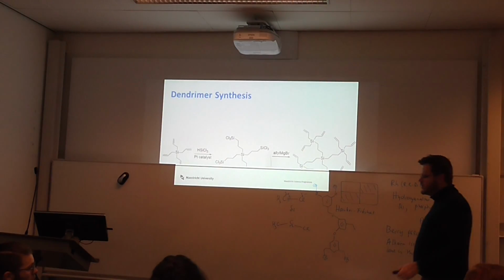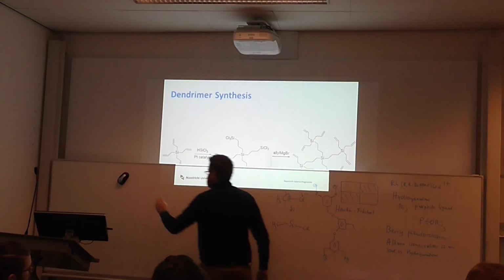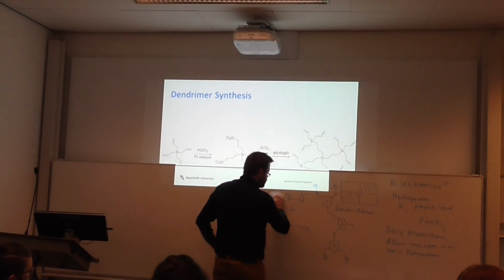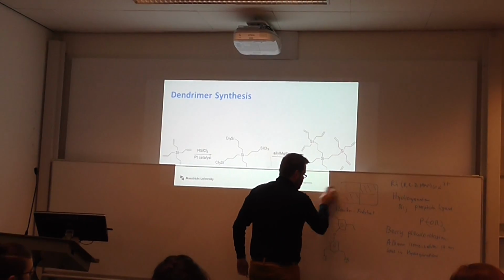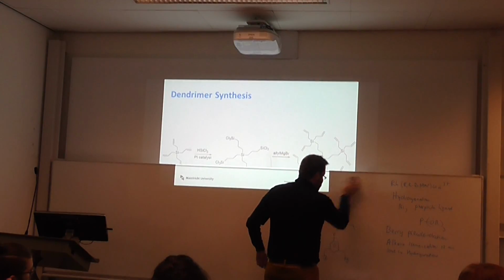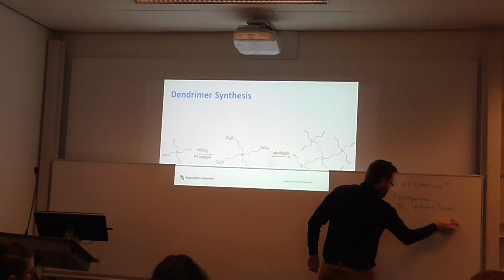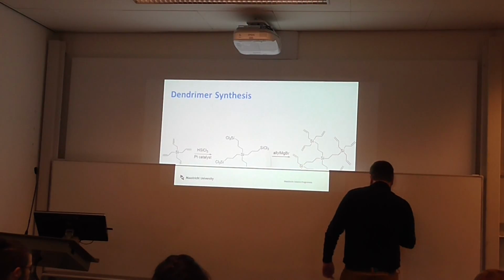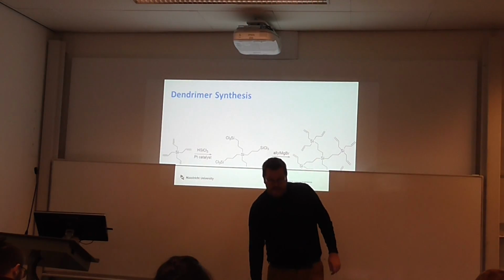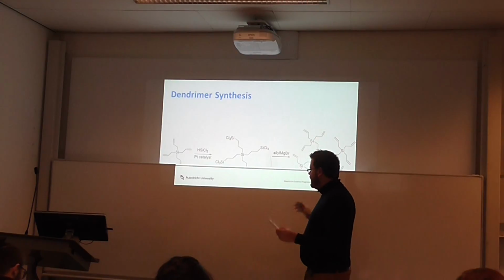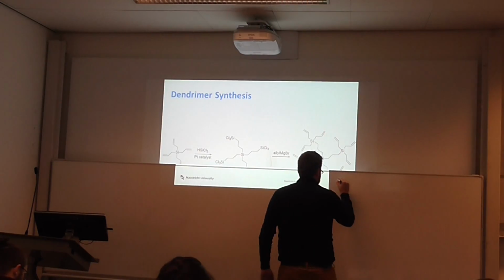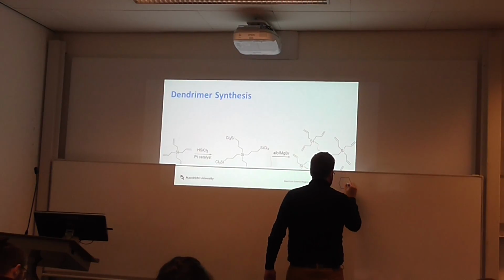Let's look at the Hawker-Fréchet synthesis, because it's actually very interesting in terms of dendrimers, which we've been discussing. These are the carbosilane variants, but I'll show you how one builds up a Hawker-Fréchet dendrimer, starting from zero. So this is how you do it. It's actually a very clever synthesis. You start off with this guy here.